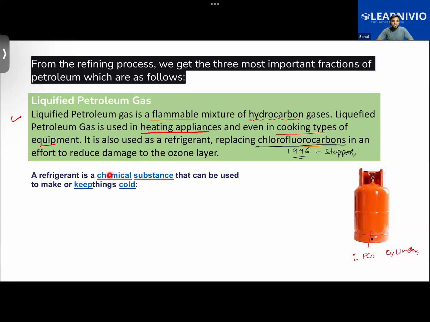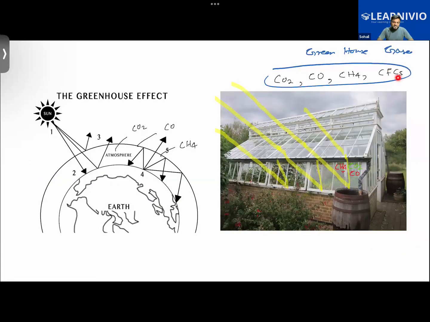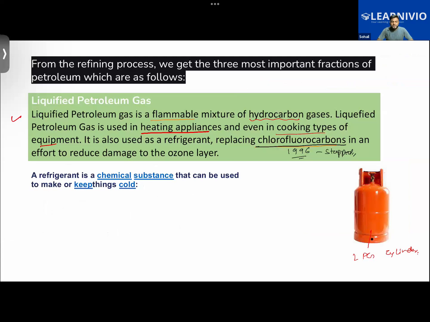How is it used and what is a refrigerant? So a refrigerant is basically a chemical substance that can be used to keep or make things cold. So in refrigerators, a chemical substance is used that keeps the inside of the refrigerator cool. Earlier we were using chlorofluorocarbon, in short called CFCs. Why did we stop using this as a refrigerant? The reason being that it was responsible for depletion of the ozone layer. So its use was banned in the year 1996.